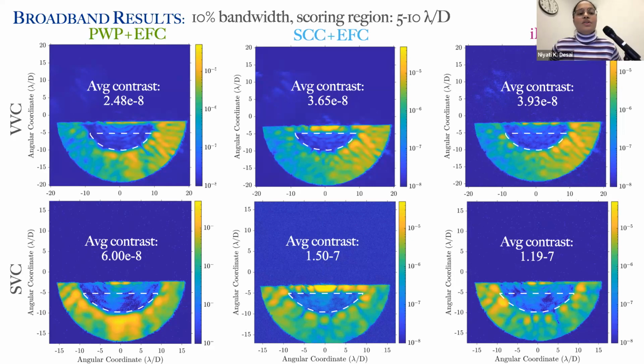And so for broadband, you can pretty much immediately see that the scalar vortex still does worse than the vector. If you look at the IEFC and the SCC ones, it's much more obvious. But for the pairwise probing one, it's a little bit less obvious. And I think that's just because we've been able to optimize the process a lot more for pairwise probing and EFC than the other two methods, which were newly introduced onto this test bed.